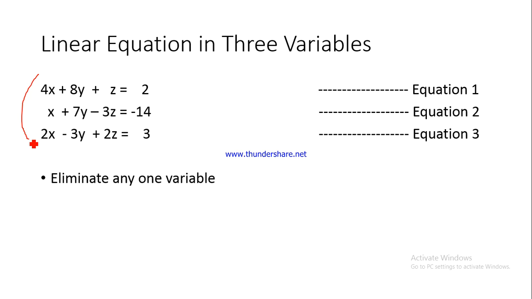Is this fine? So what you only have to do is eliminate one of the variables. Either eliminate x or y or z, whatever is the most convenient and comfortable to you. Depending on that, you have to eliminate one of the three variables. Once you are able to eliminate any one variable from all the three equations, you would be left with only two variables, and you know how to solve linear equations in two variables. Is this fine? So this is how we are going to go about it.